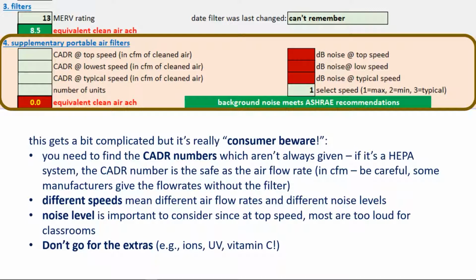And don't go for the extras. You don't need ions, you don't need UV. I even saw one system that had vitamin C being emitted into the exhaust stream.